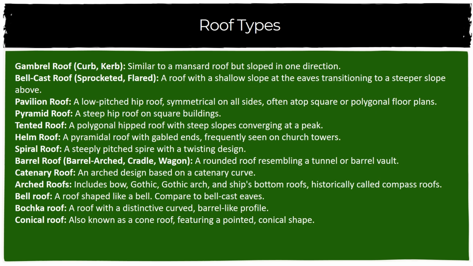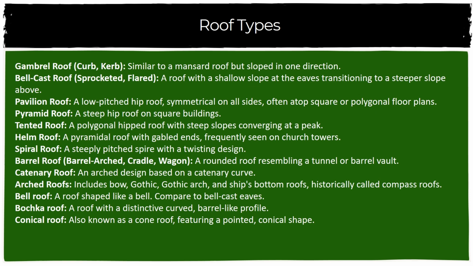Pavilion roof: a low-pitched hip roof, symmetrical on all sides, often atop square or polygonal floor plans. Pyramid roof: a steep hip roof on square buildings. Tented roof: a polygonal hipped roof with steep slopes converging at a peak. Helm roof: a pyramidal roof with gabled ends, frequently seen on church towers. Spiral roof: a steeply pitched spire with a twisting design. Barrel roof, barrel-arched, cradle, wagon: a rounded roof resembling a tunnel or barrel vault. Catenary roof: an arch design based on a catenary curve.